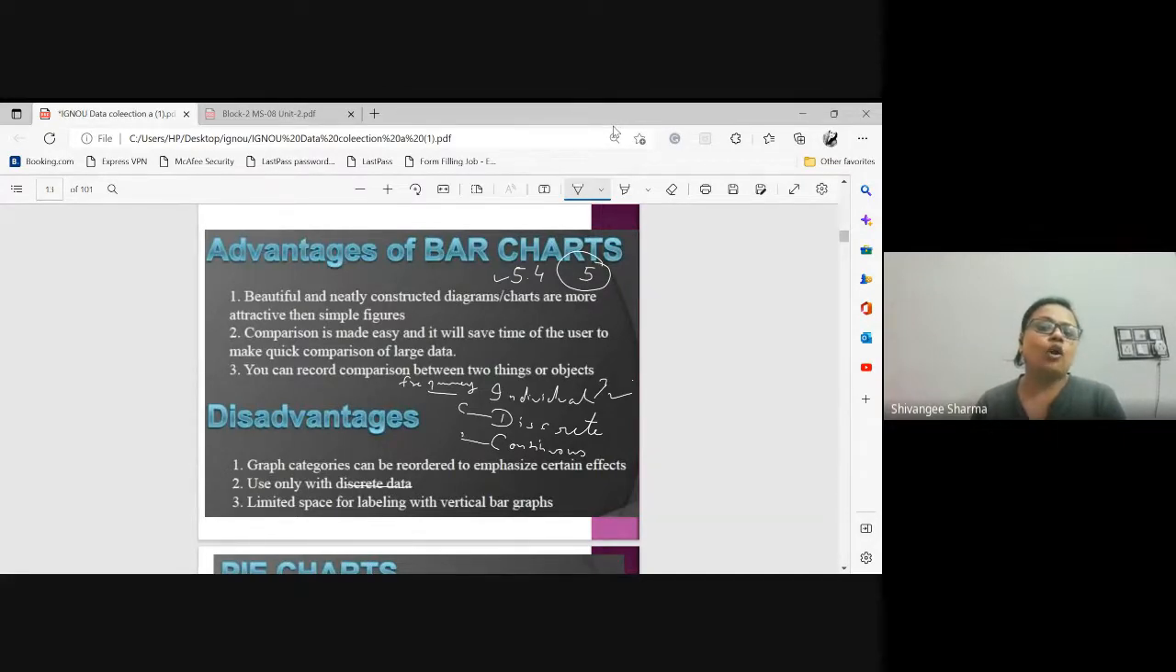And in continuous data set, there is always a class interval, right? These all three kinds of data set I will be explaining when I start measures of central tendency also. So you can use bar charts not for discrete and continuous data. Only individual data can be represented through these bar charts.